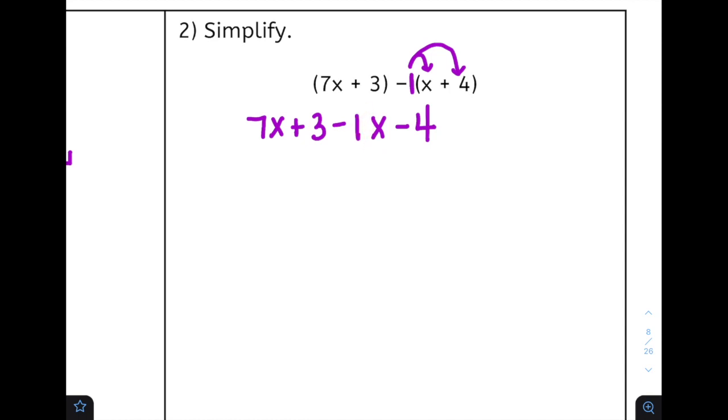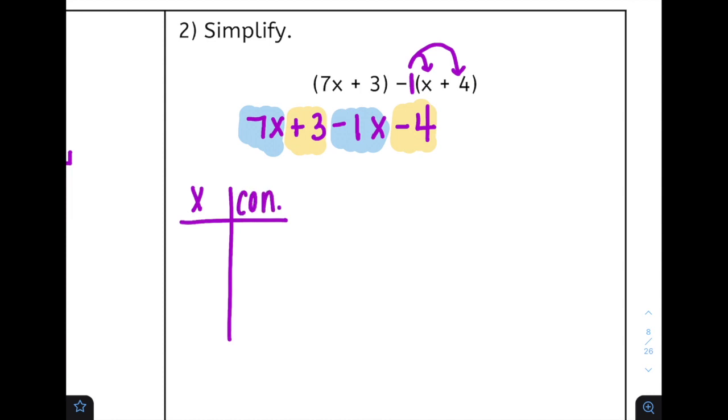So now I can look for my like terms. I have 7x, -1x. I have my constants, +3, and a -4. And depending on how you like to separate your table, or if you want to write it just in groupings, you can do that as well. So I have my table, constants, and x. I have +7x, -1x. Then my constants, I have +3, -4.